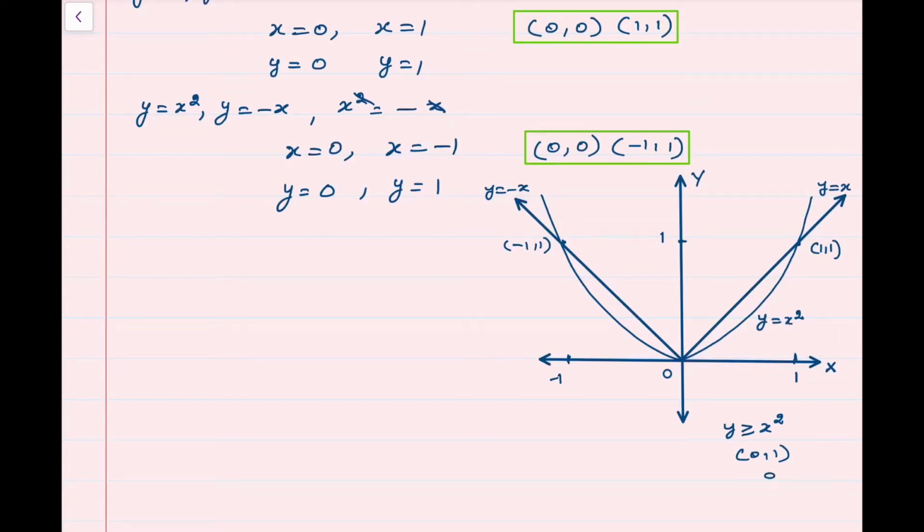X is 0, y is 1. So 1 is greater than or equal to 0. It satisfies. Therefore, the point 0, 1 satisfies this inequality. The area is inside the parabola.